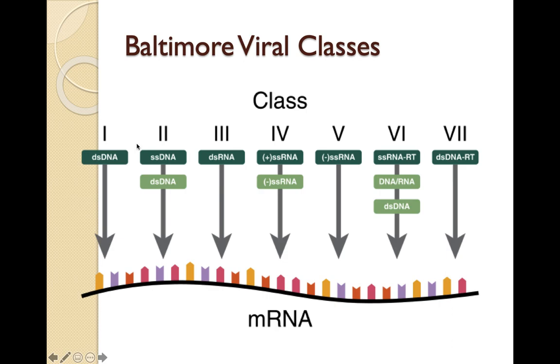Class 2 has single-stranded DNA. That single-stranded DNA then has to be transcribed to double-stranded DNA inside the host cell to make your mRNA. Class 3 has double-stranded RNA. Awesome. Good to go. Everything you need, instantaneously into mRNA. Class 4 has positive sense RNA. You got to switch that around to negative sense to read it, and you're good to go. Class 5, same thing. Negative single sense.